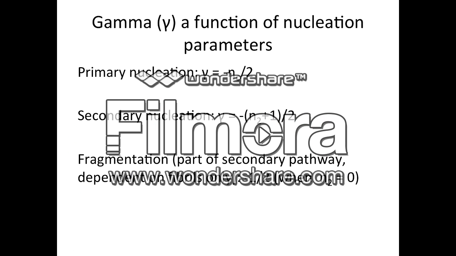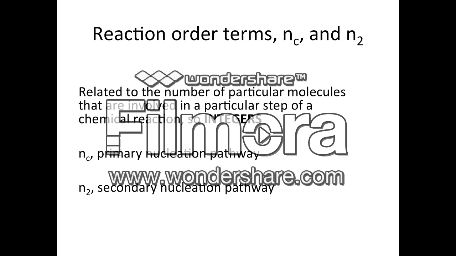The parameter gamma is directly dependent on how many monomers are needed to form these nuclei in the two different pathways. The term for the number of molecules involved in primary nucleation is termed NC. The number of molecules that form a nuclei when an existing fibril catalyzes the reaction, i.e. secondary nucleation, is termed N2. Another way to look at these nucleation terms, NC and N2, is that they give the reaction order, or give some idea of how rate-limiting a reactant is in a typical equation.